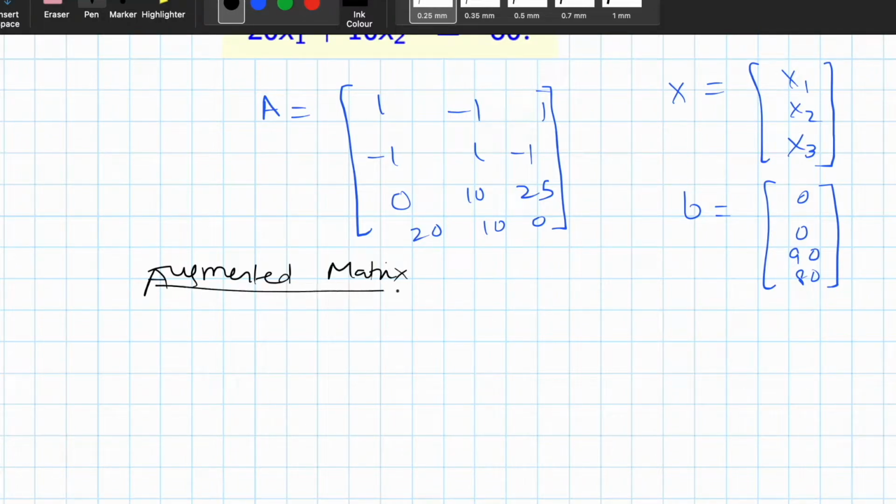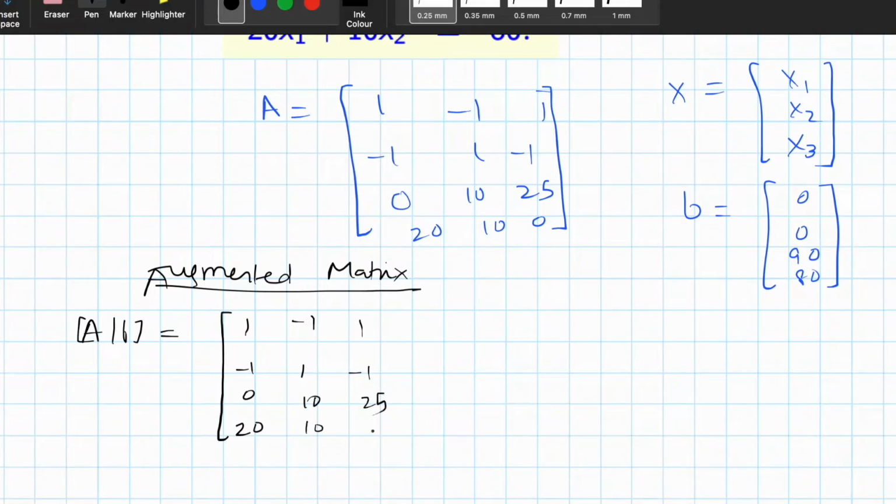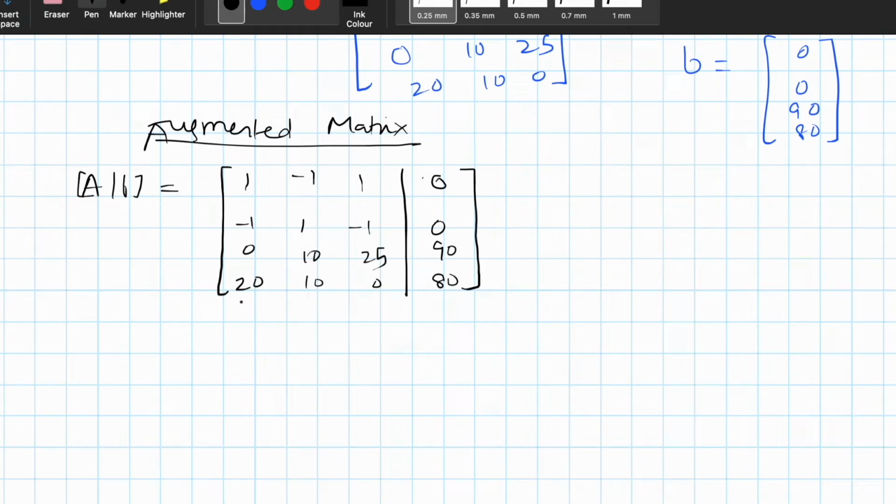Augmented matrix. So we write the augmented matrix like this: 1, minus 1, 0, 20, minus 1, 1, 10, 10, 1, minus 1, 25, 0. With B just here, let me write this properly actually. So properly we write it like this: 0, 0, 90, 80. Now let us perform some elementary operations on this matrix to reduce it to row echelon form. So how do we reduce it to row echelon form?